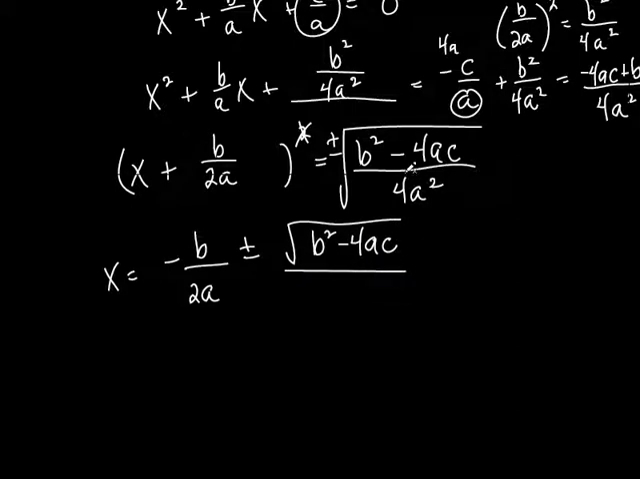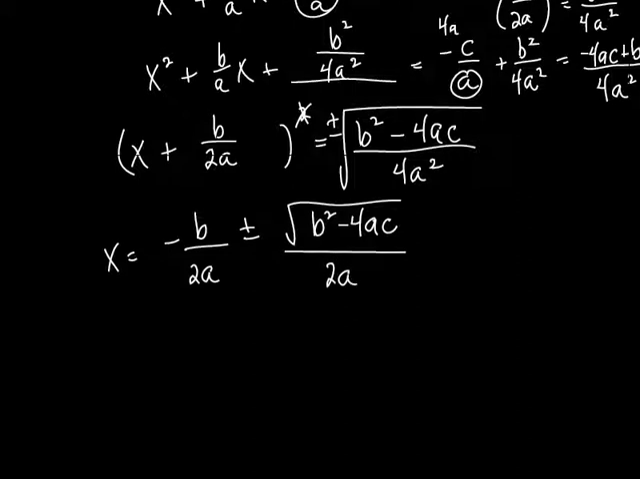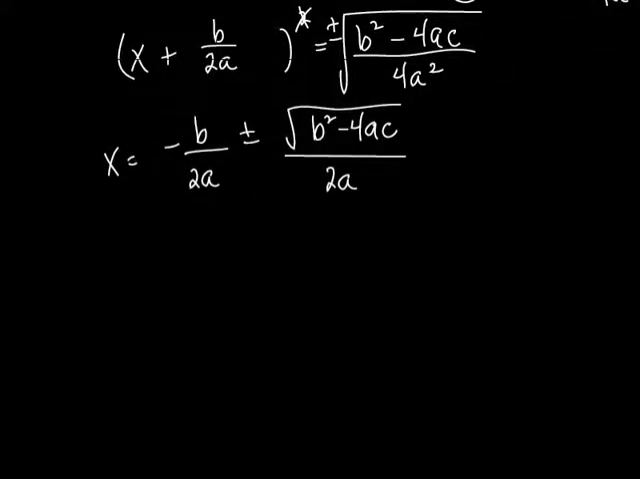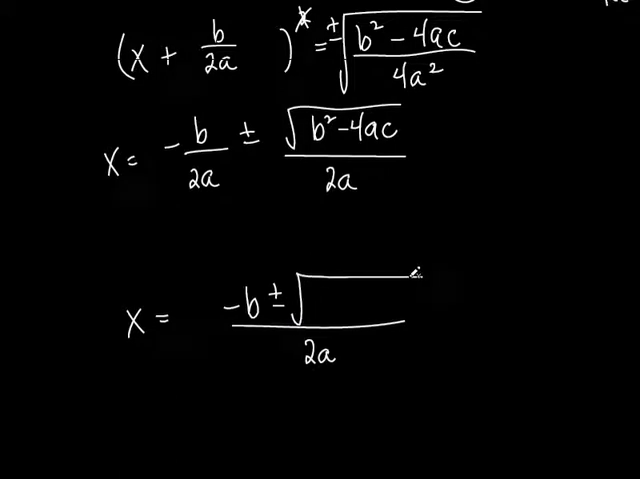Then what's the square root of 4a squared? It's 2a. Now you could just keep it like this, right? I said earlier that you could, or you could put this over what? One common denominator. So look, now this should look familiar to you. Did this in Algebra 2, didn't you? Negative b plus or minus square root of b squared minus 4ac.